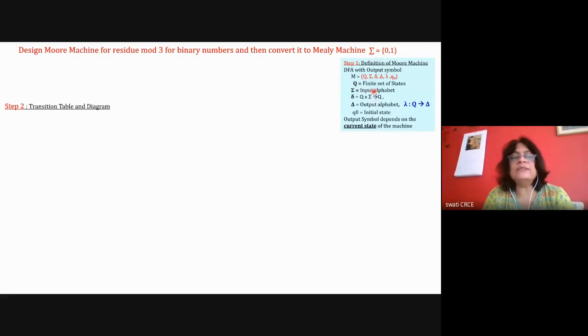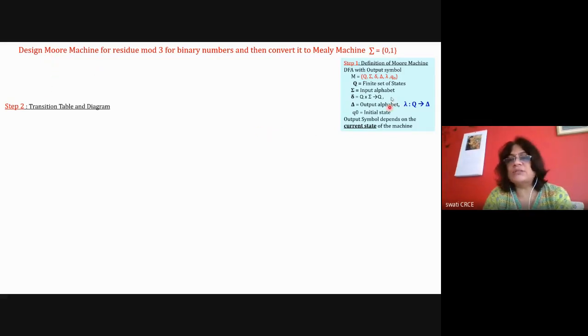So the first step is that always follow the steps. If you are following the steps and representing your answer in a proper manner, you will get 10 out of 10 marks. Otherwise, your marks will get lost because of no proper representation in the exam. Okay, so always write down the first step. The question is about designing a Moore machine.